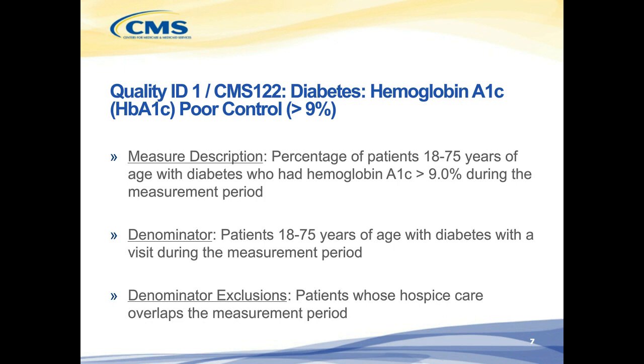We exclude patients who are in hospice during the measurement period, and that's because the evidence supporting this measure is intended for the more general healthy population of individuals with diabetes and not those with a more complex, frail condition.